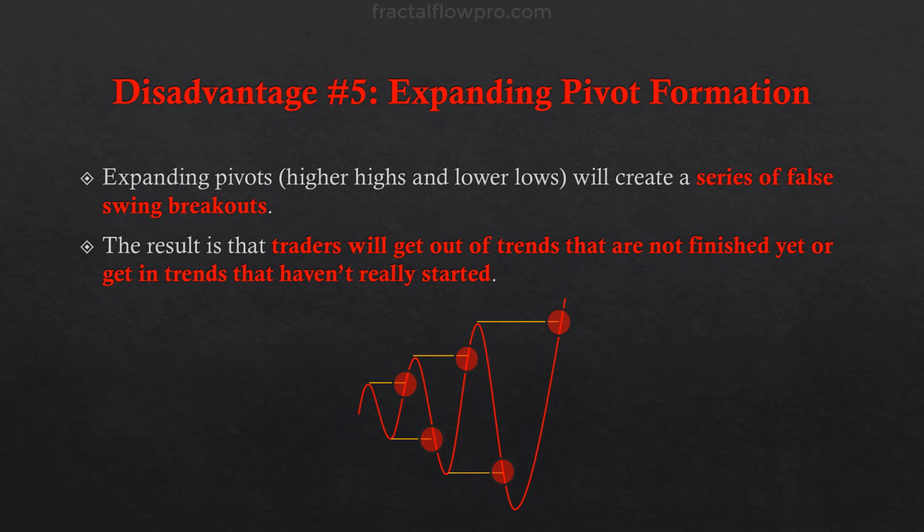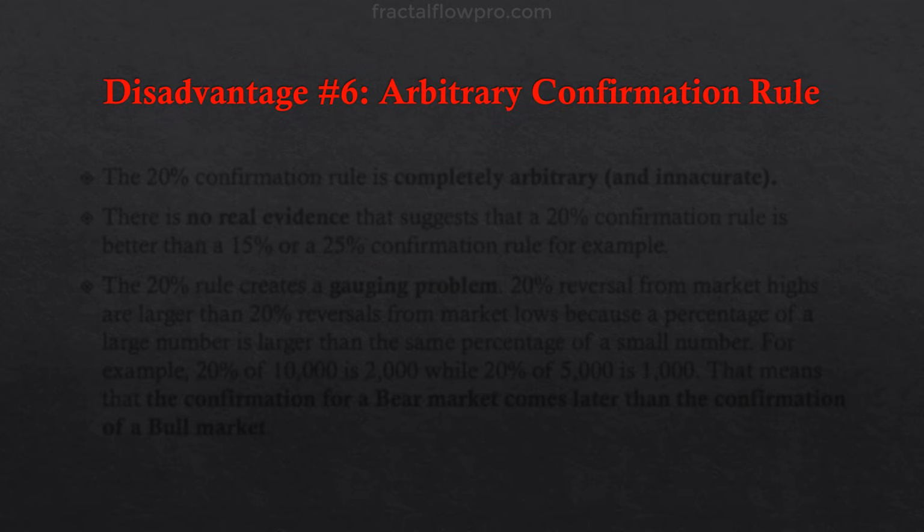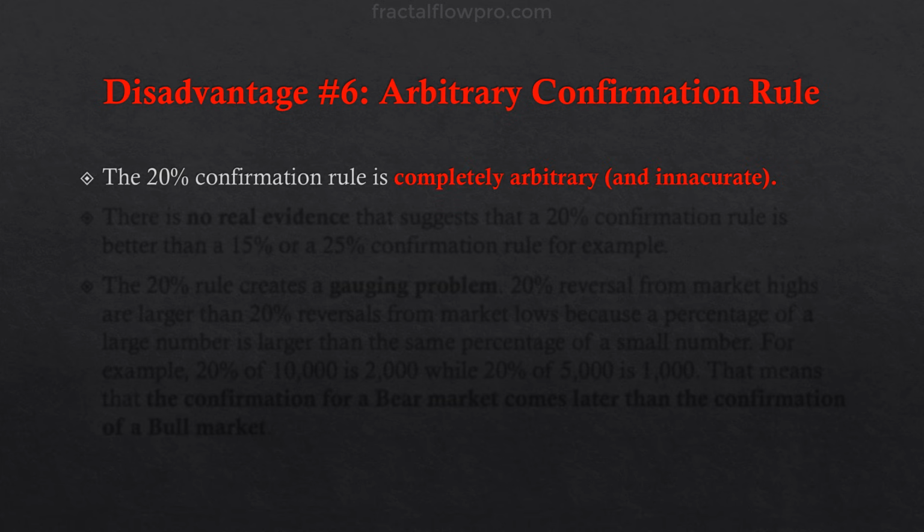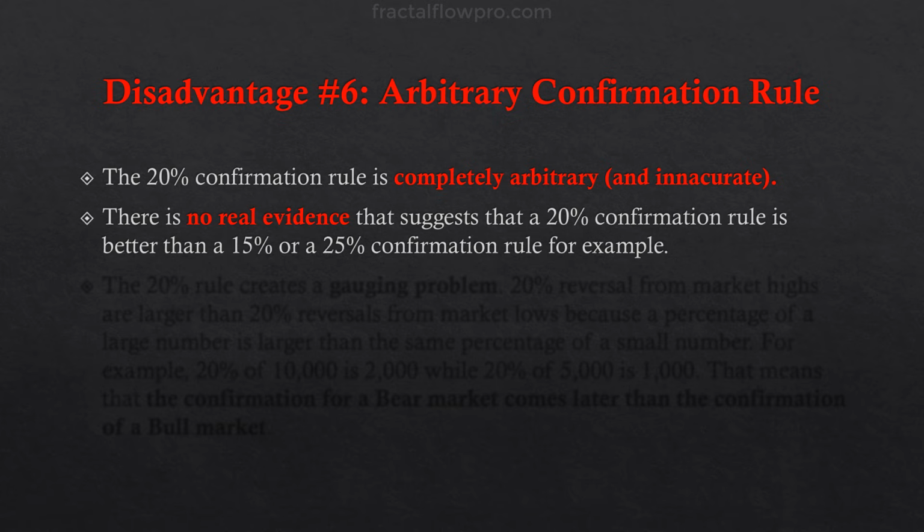Dow Theory enthusiasts will claim that the reversal signal should be confirmed with the 20% rule. And here lies yet another problem. The 20% confirmation rule is completely arbitrary. There is no reason to believe that a 20% confirmation rule is better than a 15% or a 25% rule, for example. The other problem with this rule is that it diminishes the accuracy of the signal even more.